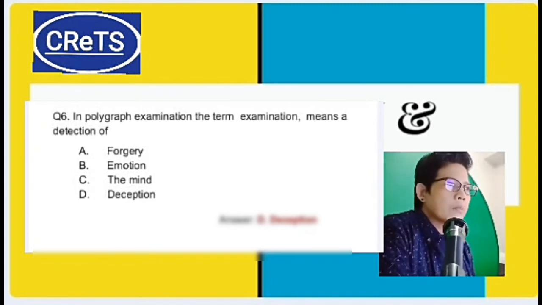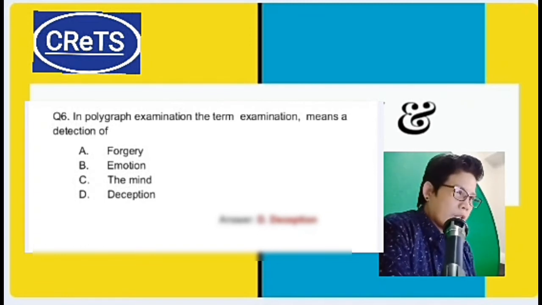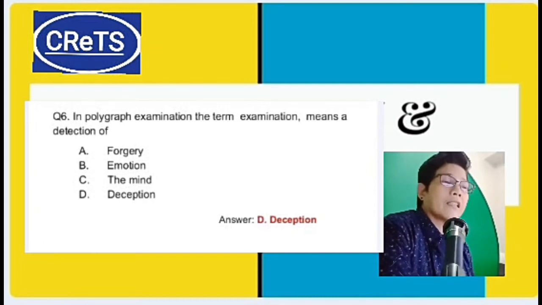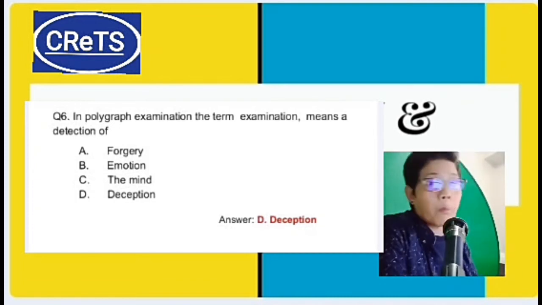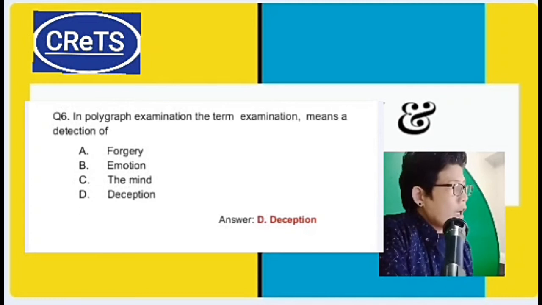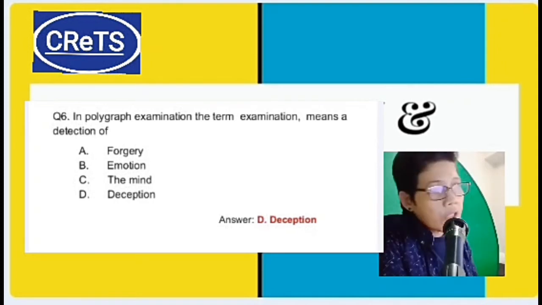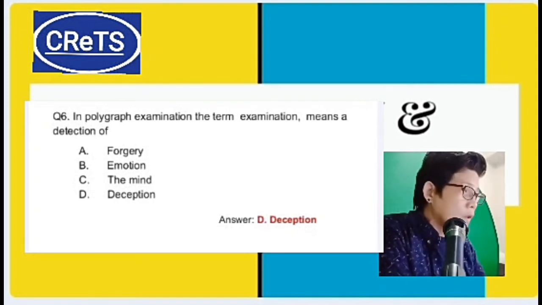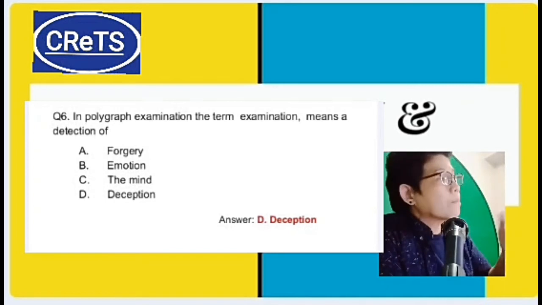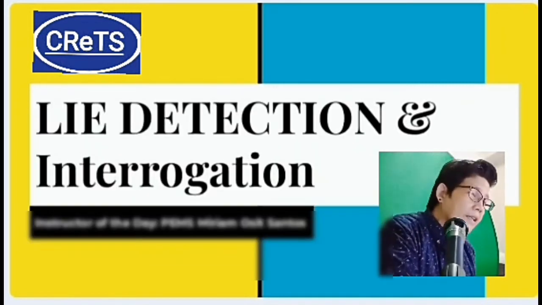In polygraph examination, the term examination daw means detection of what? Okay, ang sagot ni Christian ay deception. Why? Because we are not detecting any forgery here. We are not detecting emotions. We are not detecting any kinds of our minds rather, no? Yung subject matter na dinidiscuss at ini-exam mo ay all about deception. And deception is what? Misleading, panloloko. Under polygraph or under lie detection.